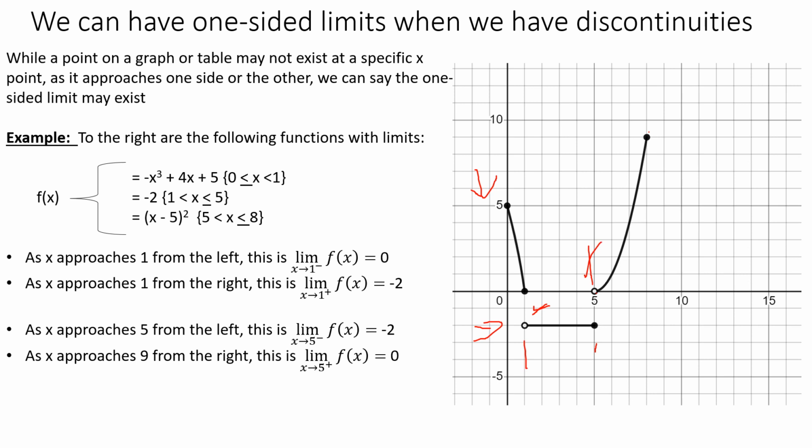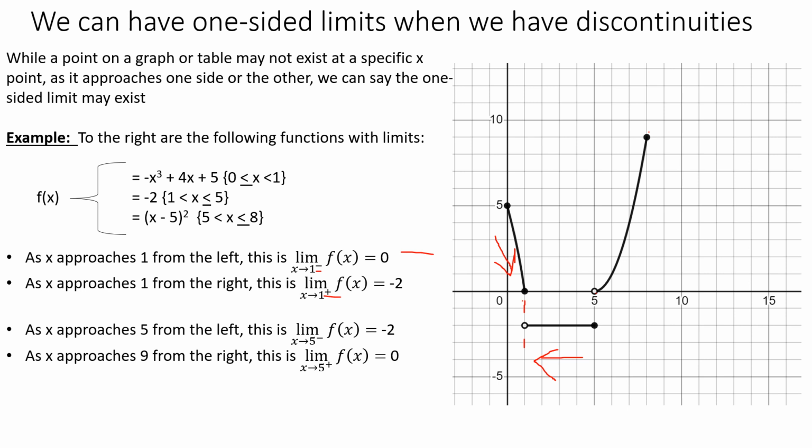So let me erase my little scribbles here and let's take a look at this. One side of this: x approaches 1 from the left. Here's my 1. f of x equals 0. As x approaches 1 from the right, f of x equals negative 2. And notice I've got my 1 from the left with the negative, and 1 from the right is positive.